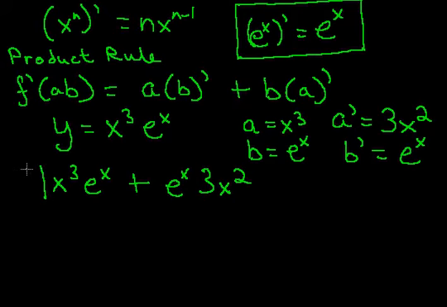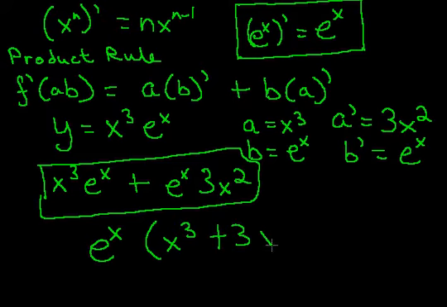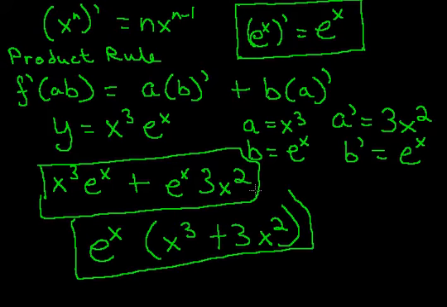And that's it. You can either leave it like this, or you can factor out the e to the x. I like to factor out the e to the x. I think it looks better. So e to the x times (x cubed plus 3x squared). And all I did, since both these terms had e to the x, was take out e to the x. So you can also write it like this. I prefer writing it like this. I think it looks a bit clearer.